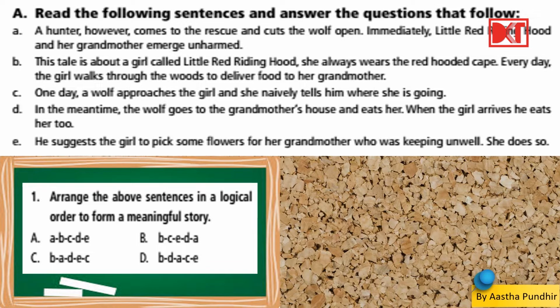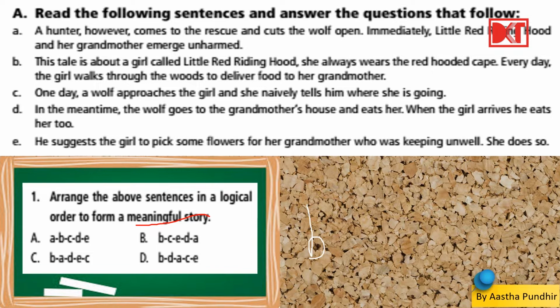Now we have to form a logical order. Put them in a logical order to form a meaningful story. First of all, where was the introduction of the story? Here in B: this tale is about a little girl called Little Red Riding Hood. So we first write B.